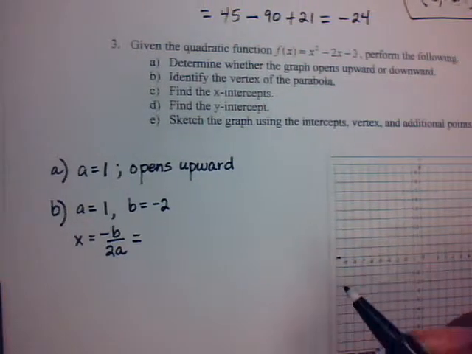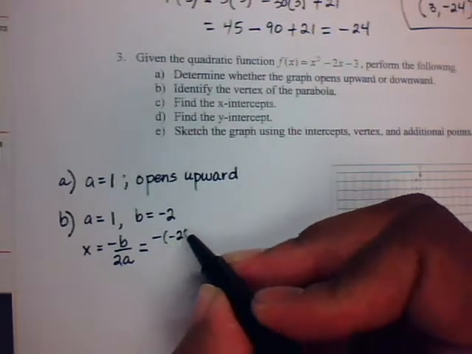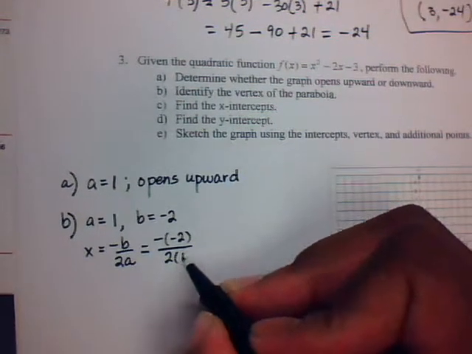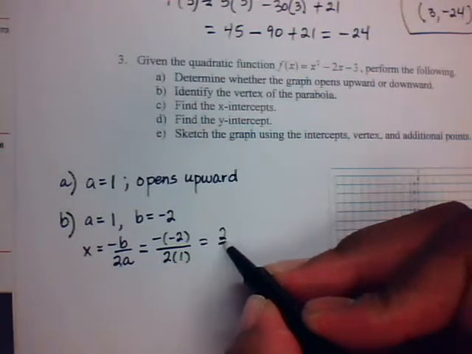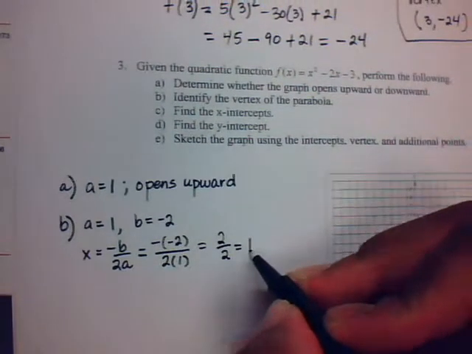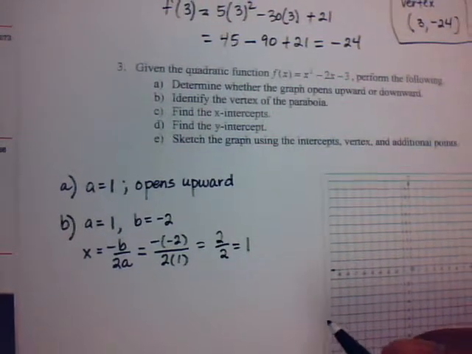And in this case here, the B was -2, so we have negative of -2 divided by 2 times A, or 2 times 1. Simplify that, that'll be 2 over 2, which is 1. So the x-coordinate of that vertex is 1.